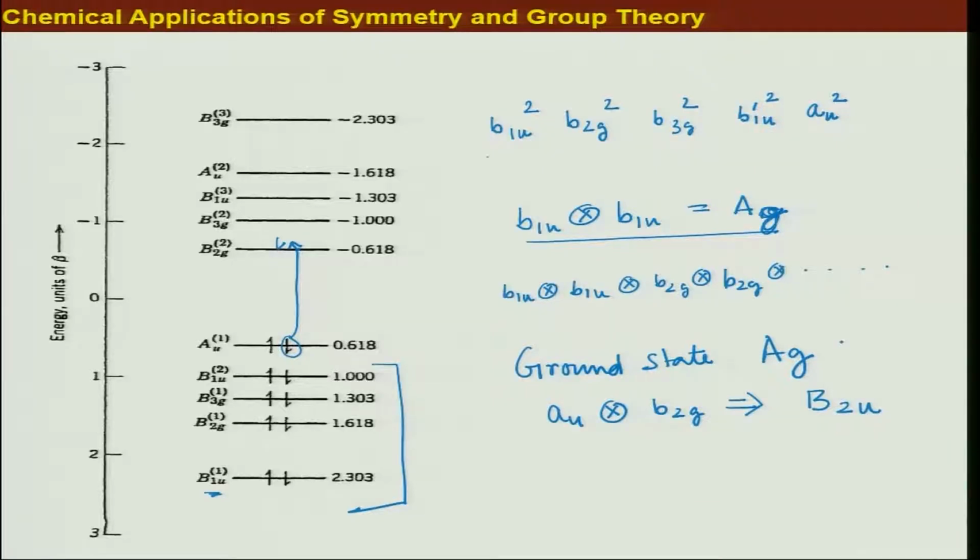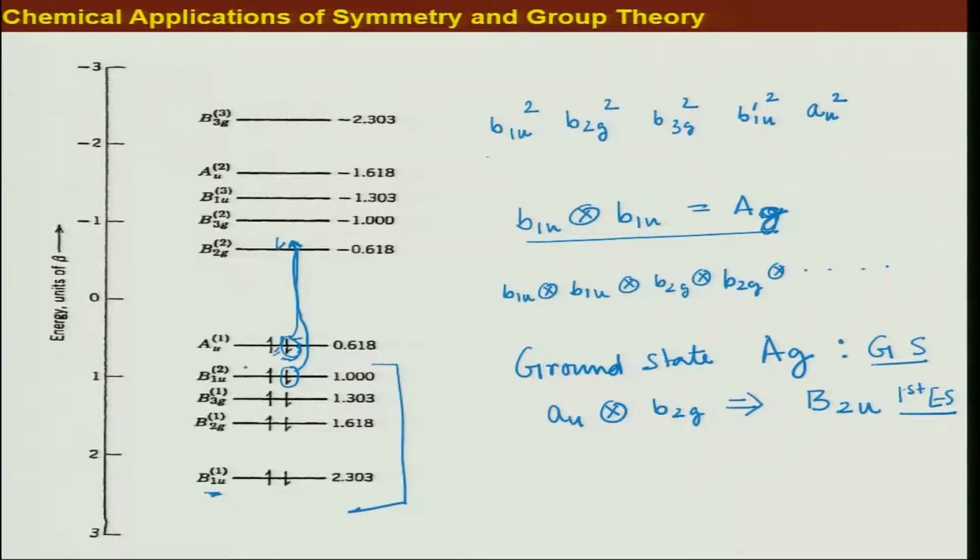So this is my ground state, and this is my first excited state. Now similarly, I have to find out what happens to the symmetry of the state when I have a transition from here. So instead of this, if I have a situation where this electron is taken to this orbital, while this one remains as such.